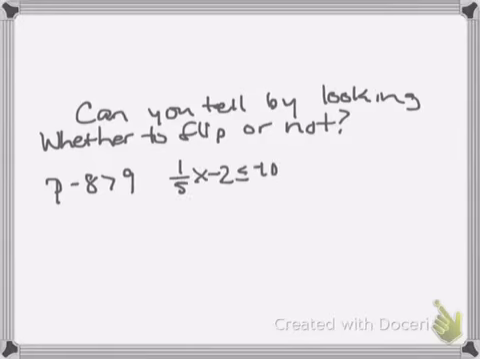This one, 1/5 x minus 2 is less than or equal to negative 10. So I'll add 2 and then divide by 1/5. So it's a positive 1/5. There'll be no need to flip. Okay, something went a little crazy there. Let's go ahead and answer this one.